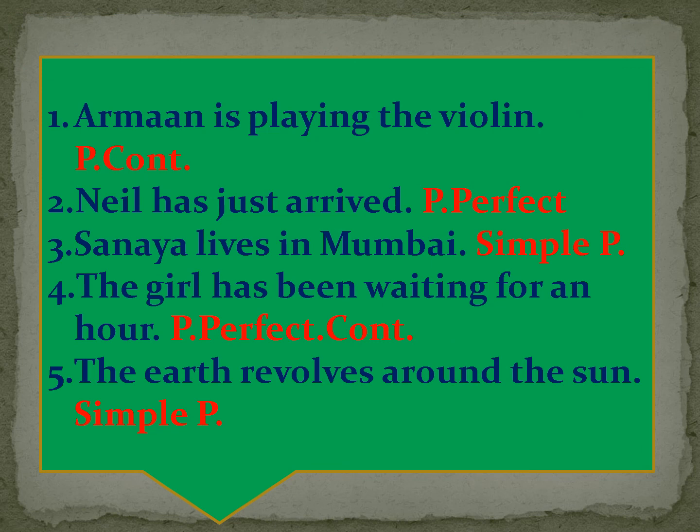Students, check your answers. First, Arman is playing the violin. It's a present continuous tense. Second, Neil has just arrived. It's present perfect tense. Third, Sanaya lives in Mumbai. It's a simple present tense. Fourth, the girl has been waiting for an hour. It's a present perfect continuous tense. Fifth, the earth revolves around the sun. It's simple present tense.